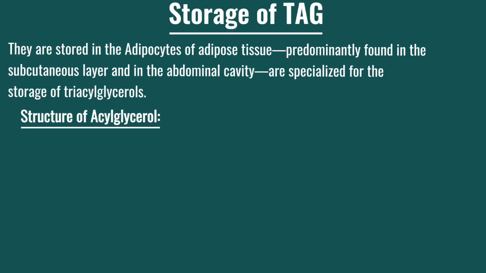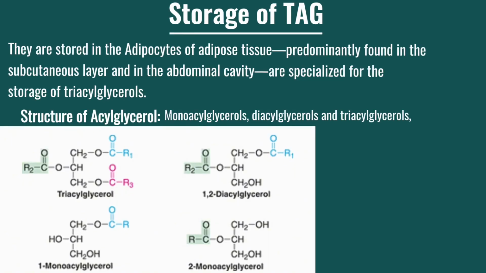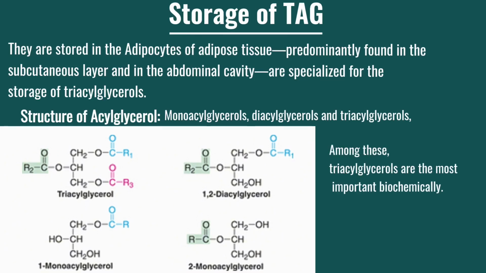Structures of acylglycerol: monoacylglycerol, diacylglycerol, and triacylglycerol. In the monoacylglycerol, only one fatty acid is connected to the glycerol backbone. In the diacylglycerol, it is 2 fatty acids, and in the triacylglycerol, it is 3 fatty acids. Among these, triacylglycerols are the most important biochemically.